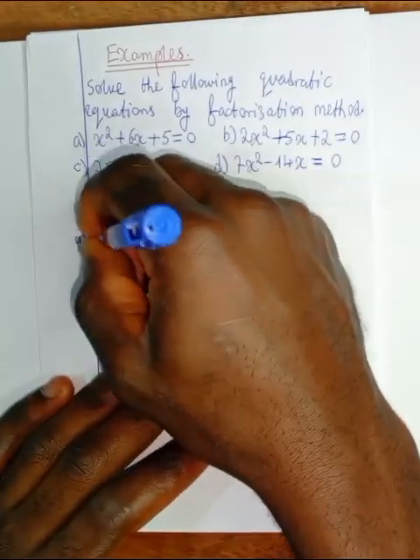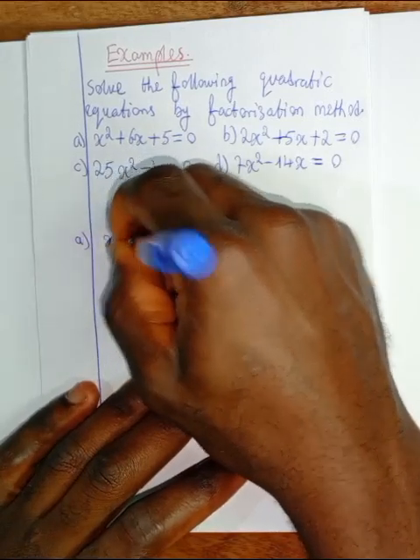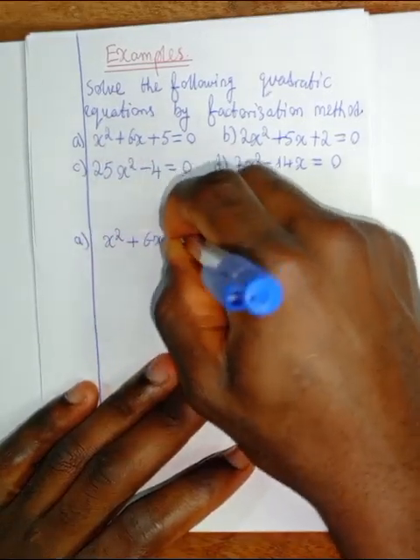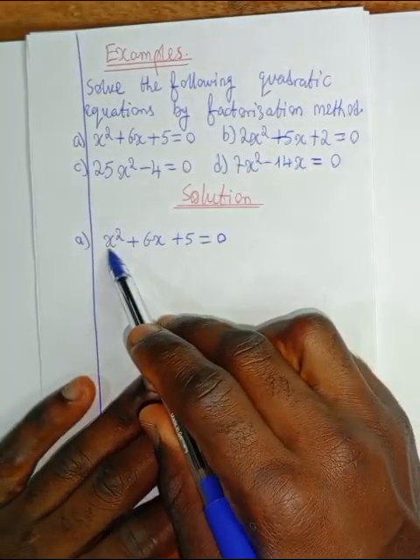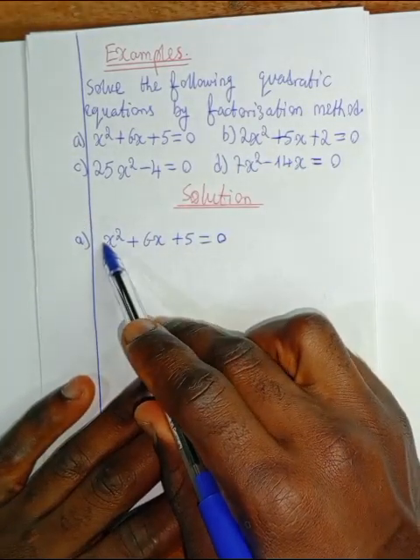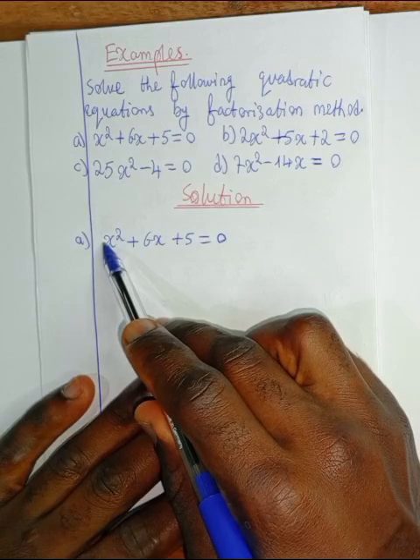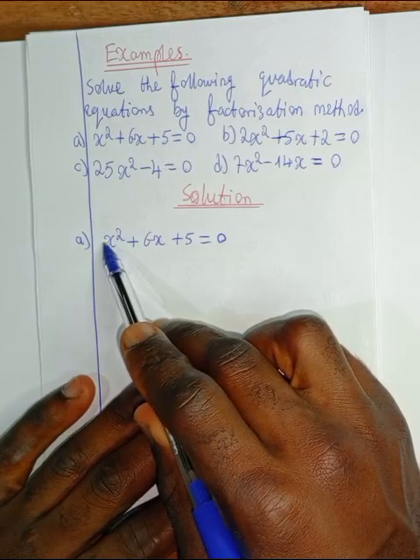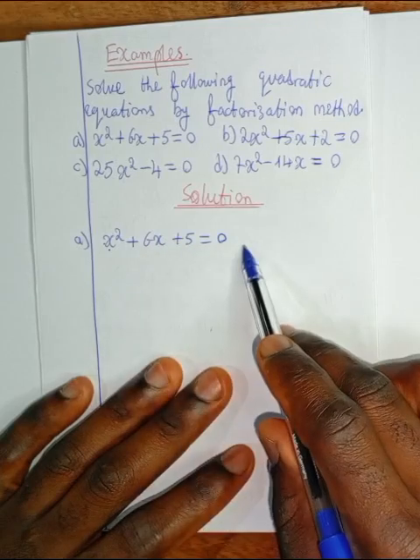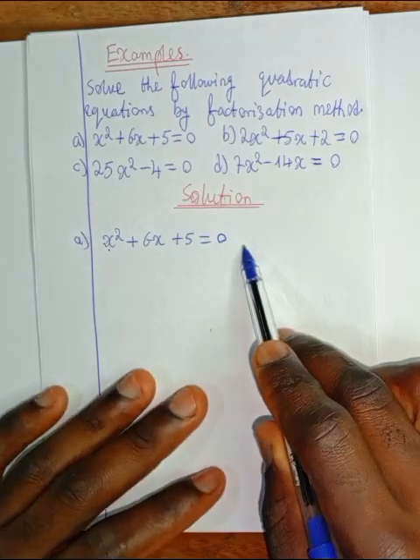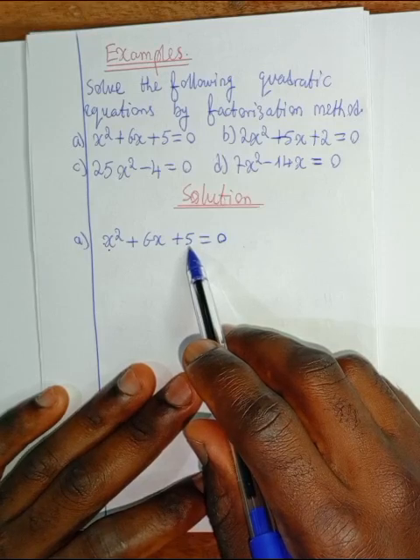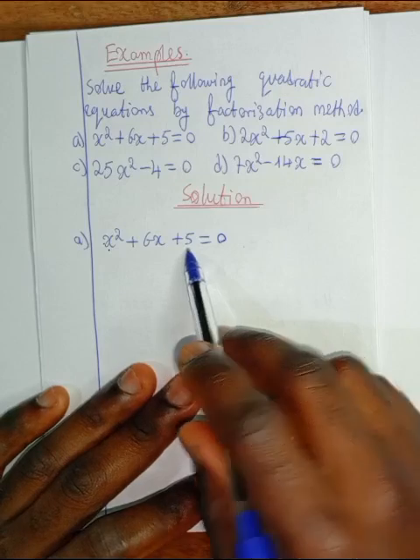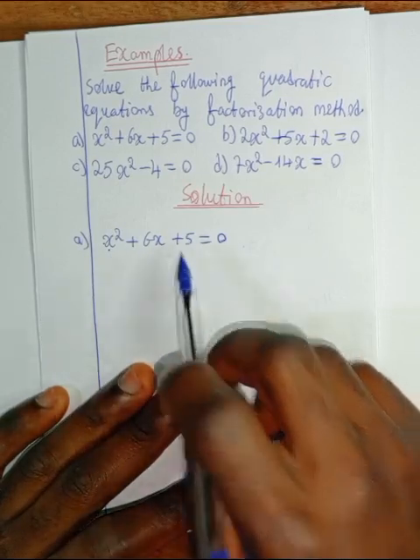First, for us to answer question E, we have x squared plus 6x plus 5 is equal to 0. In this case, you'll see that the coefficient of x squared is equal to 1. For this case, for us to solve this quadratic equation by factorization, we are going to start by writing the factors of the constant term. That means a term which is independent of x. And here the constant term is 5.